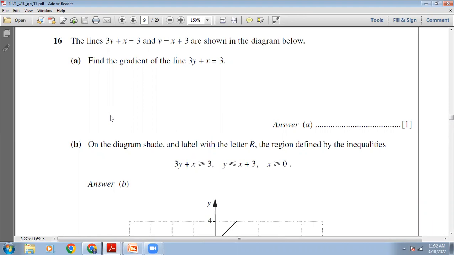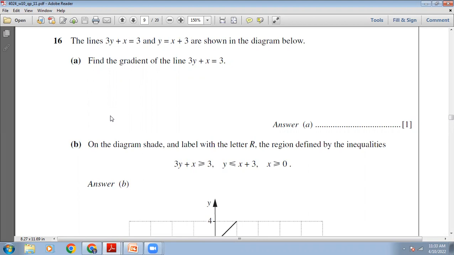The lines 3y plus x equals 3 and y equals x plus 3 are shown in the diagram below. Find the gradient of the line 3y plus x equals 3. From the equation given, we can find the gradient. The methodology is very simple. You make y the subject of the formula.